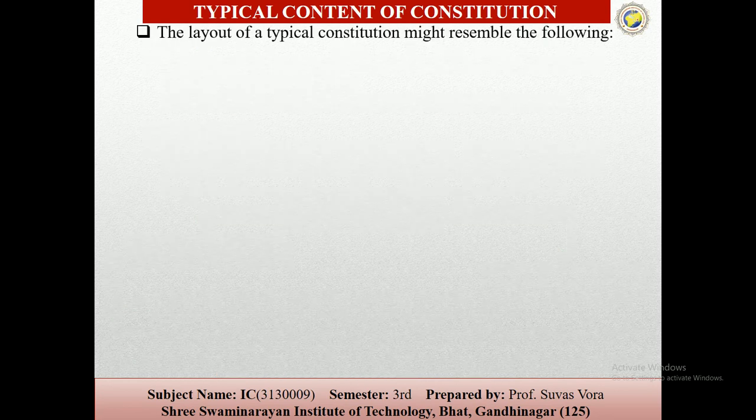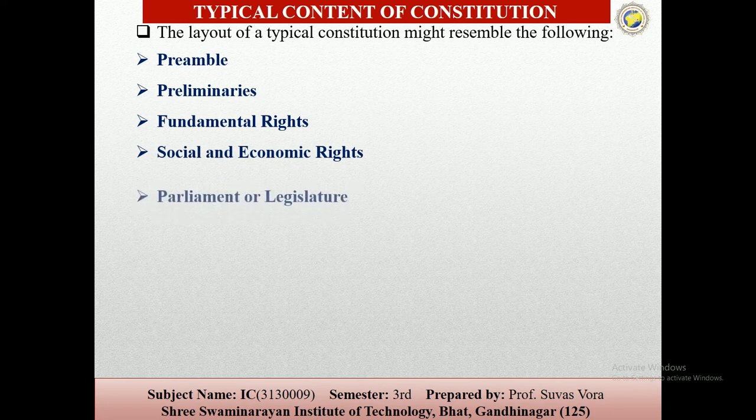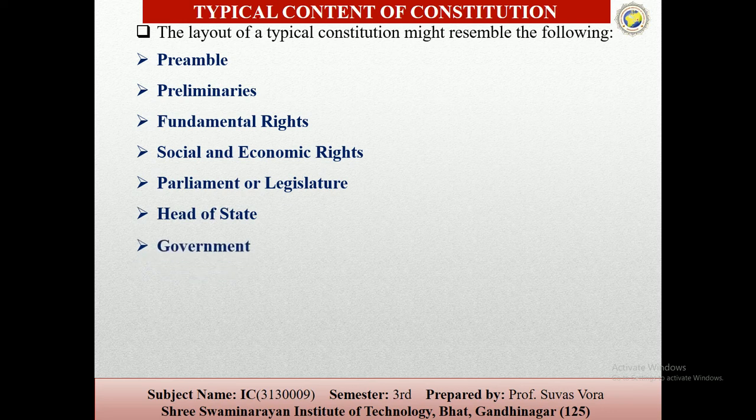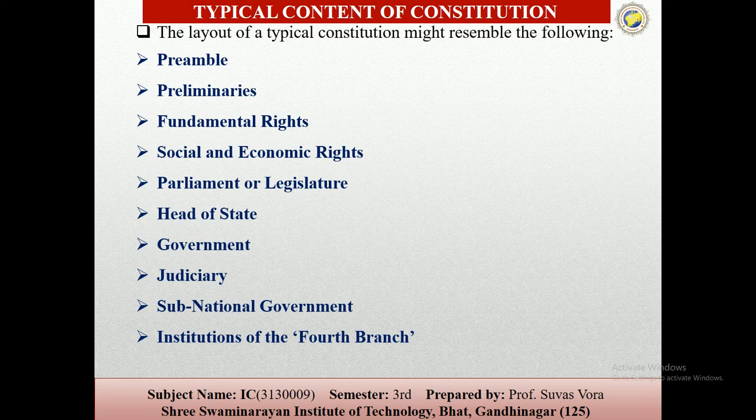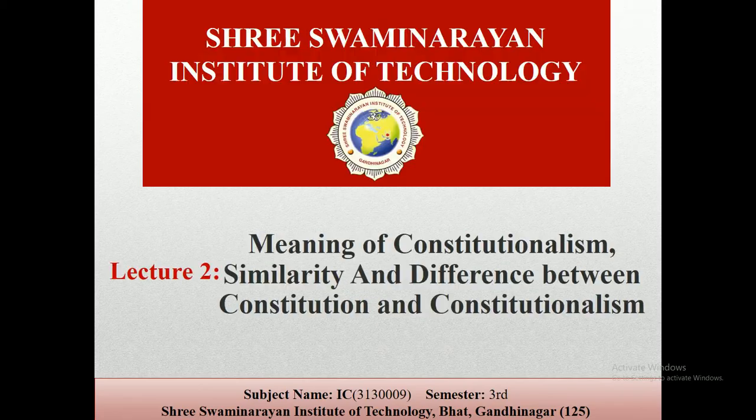So the layout of the typical constitutions might be the resume of the following things: preamble, then preliminaries, fundamental rights, social and economic rights, then preliminary or legislative, aid of the state, government, judiciary, sub-national governments, then institutions of the fourth branches and security sectors. So in the last lecture we saw this.